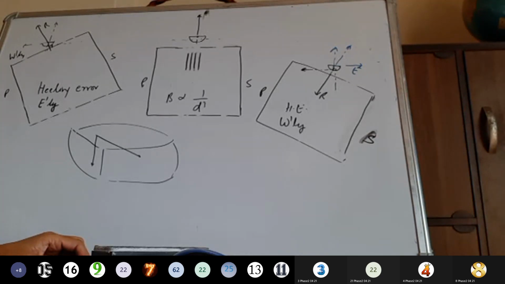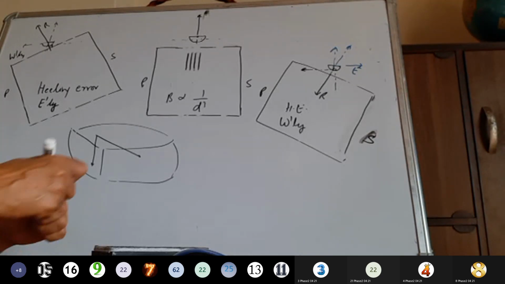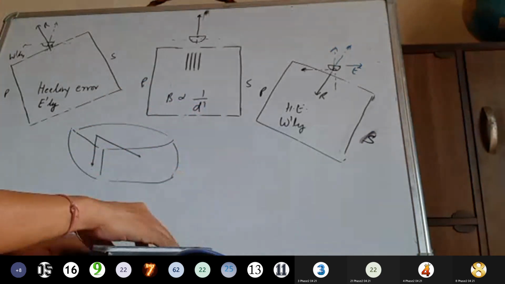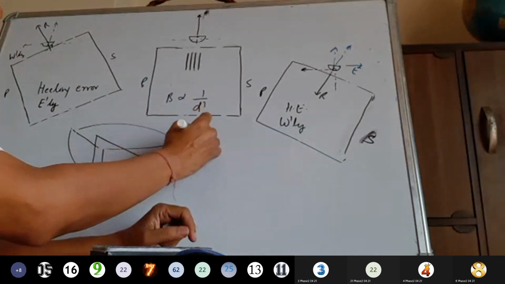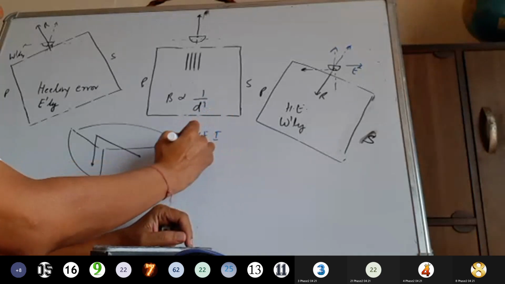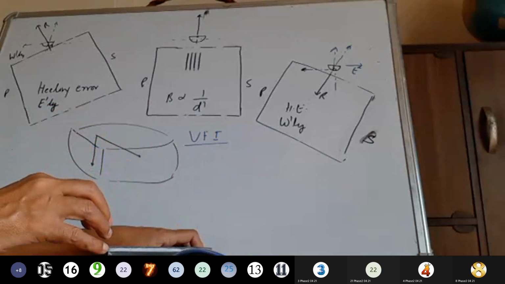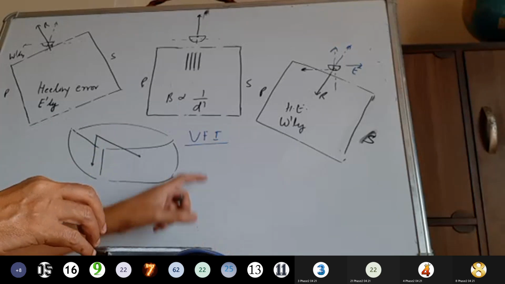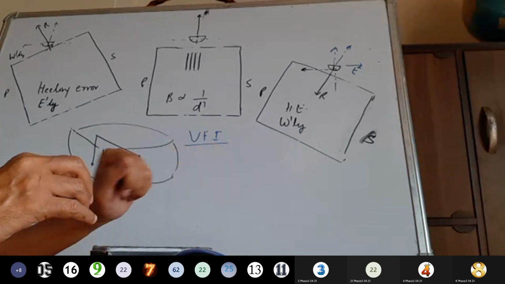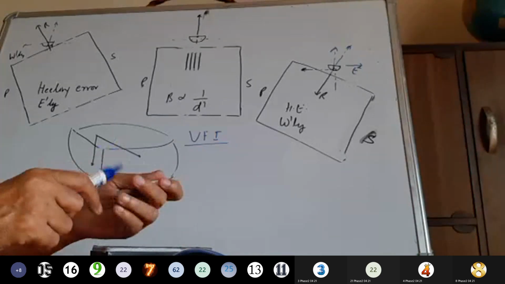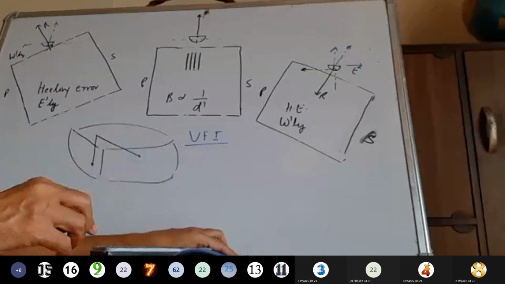But actually, heeling error on the ship is corrected by something which is known as the vertical force instrument. It's called VFI, vertical force instrument. Which is not there in your syllabus, so we are not going to discuss that.